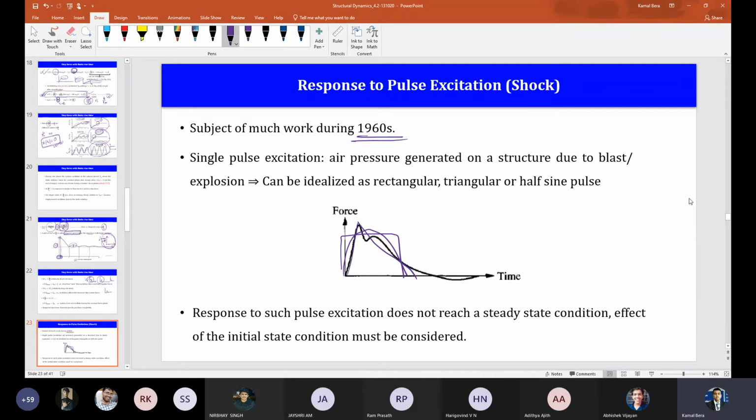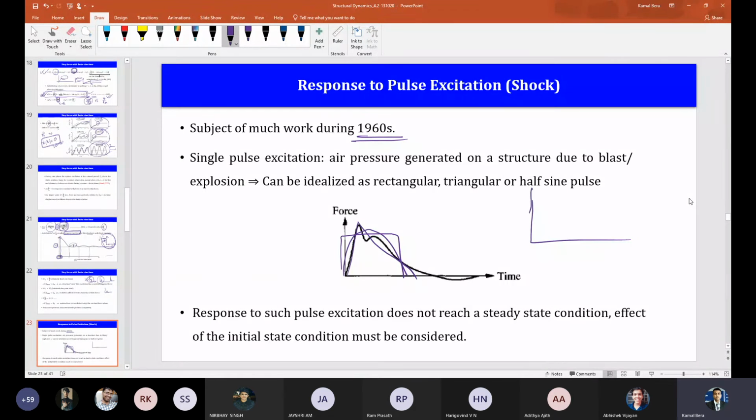As we have just shown through the response spectrum, which is for this pulse excitation or shock, it is called the shock spectrum. We can find out what is going on for different values of tr by tn. What is written here: response to such pulse excitation does not reach a steady state condition. It is for a very short duration, right? So it will not reach the steady state condition, and the effect of the initial state condition must be considered.